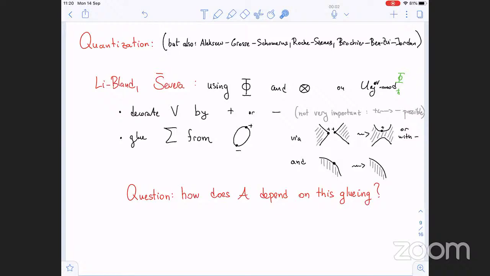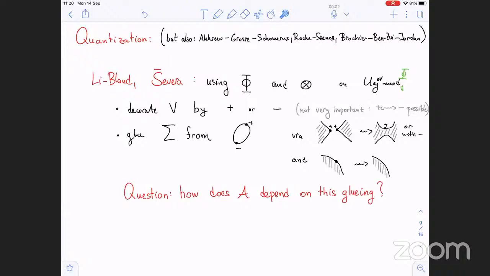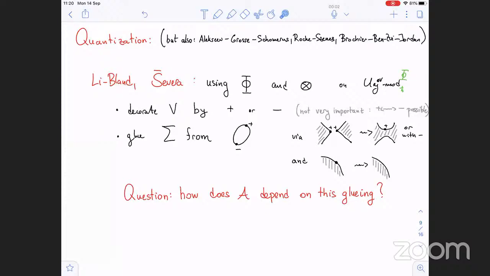And another move you are allowed to do is to forget a point. This is easier and just corresponds to quotienting out by the action at that point. Okay, but it looks like there are lots of choices you can make while gluing the surface. So this is a question: how does this category A depend on this gluing?